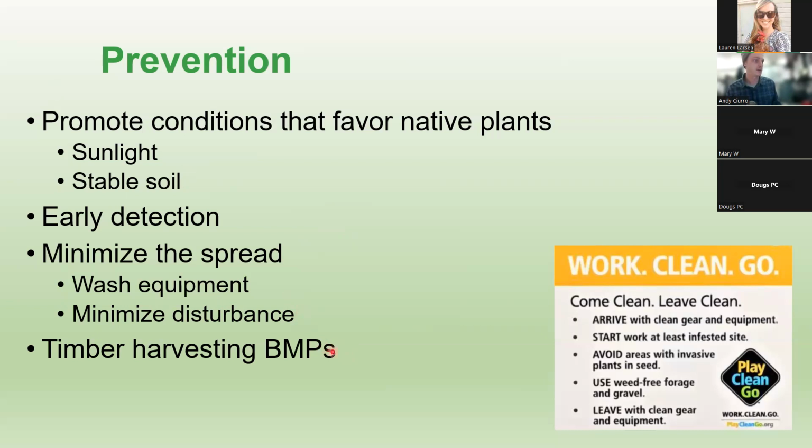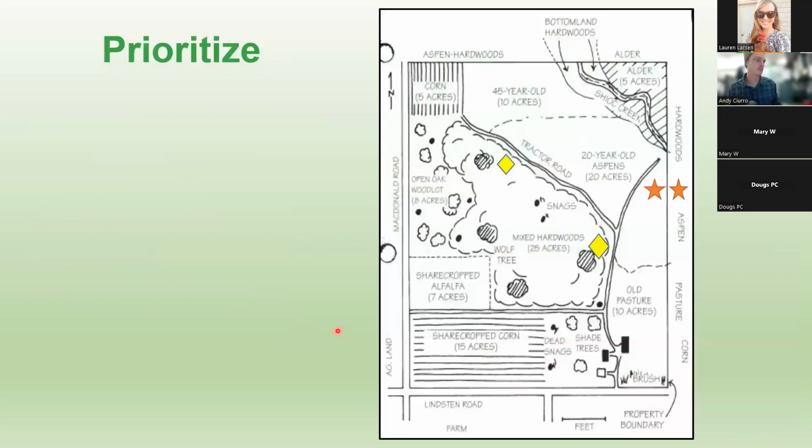And then obviously timber harvesting BMPs, so making sure the ground is dry or frozen again. All right. So prioritize, that was kind of that third step on our list here. So after you're preventing, or I guess in our modified list for where we already have invasives, we've identified the invasives. Now we need to prioritize a plan of attack.